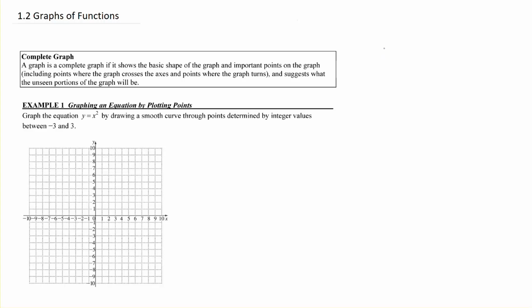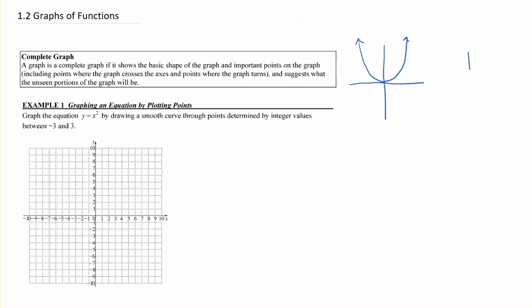For example, if you have some kind of a parabola function, and you graph that, this is going to be a complete graph because we know that's as interesting as it gets. The part that's going off the screen, you just know it continues in that manner.